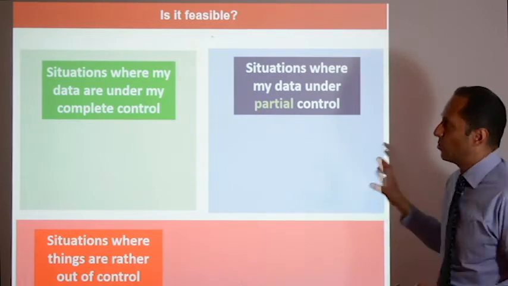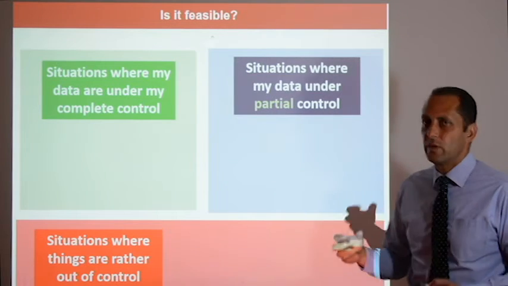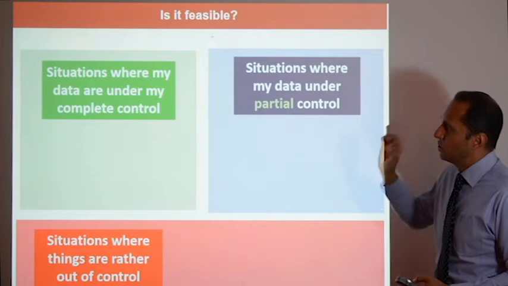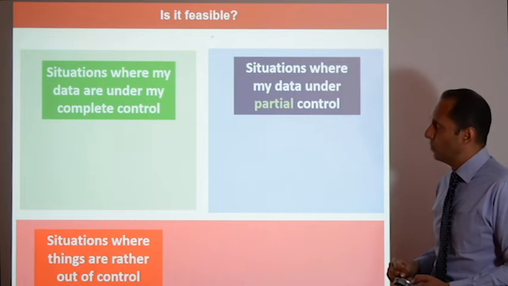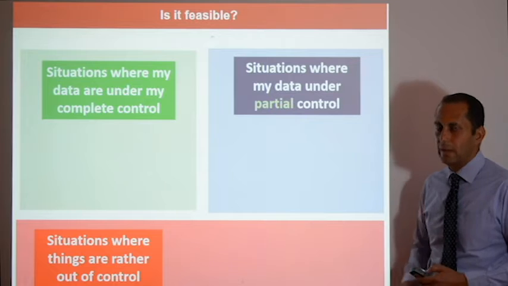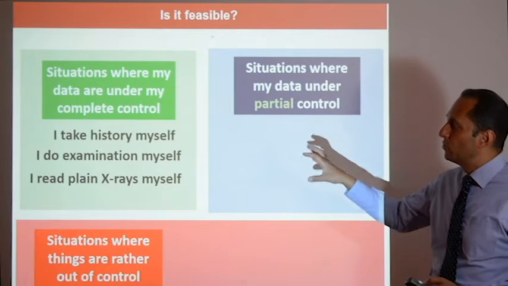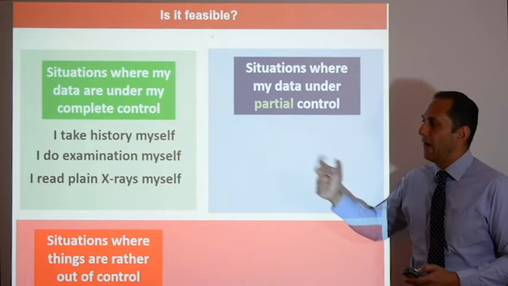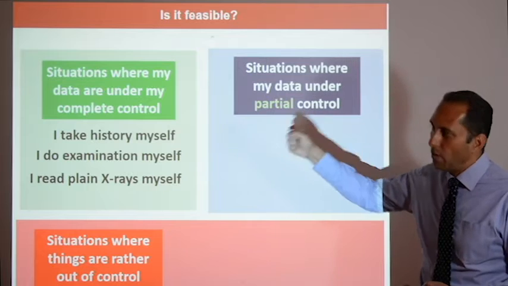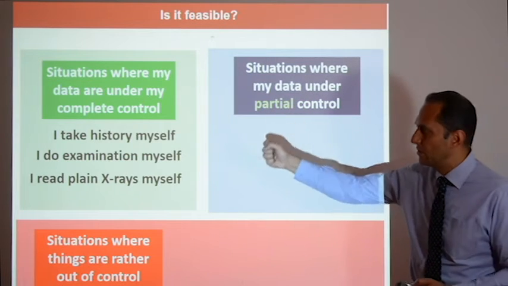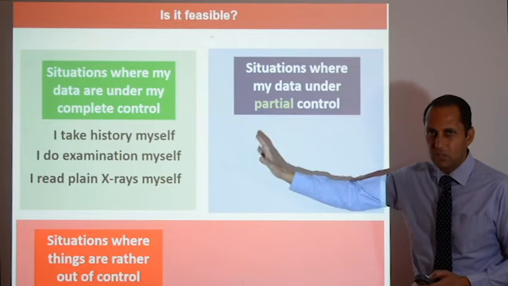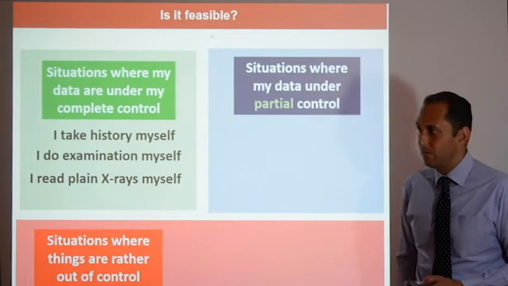There are three situations in our practice that we face every day when it comes to the information that we extract to take clinical decisions: situations where my data are under my complete control, situations where my data are under partial control only, and situations where things are out of control. What does that mean? Under my complete control, I take history myself. I do examination myself. I read the plain x-rays myself. And I depend very confidently on the data that I get from history, examination, and plain x-rays, especially when I'm experienced in doing this, when I'm good at taking history, good at examining and reading the plain films.